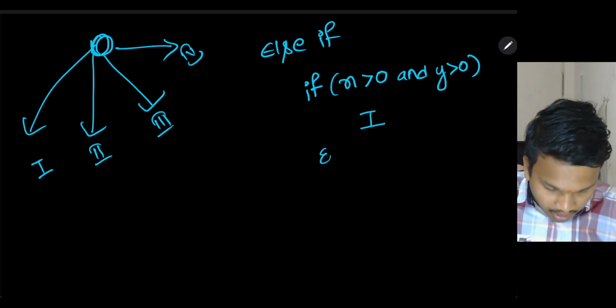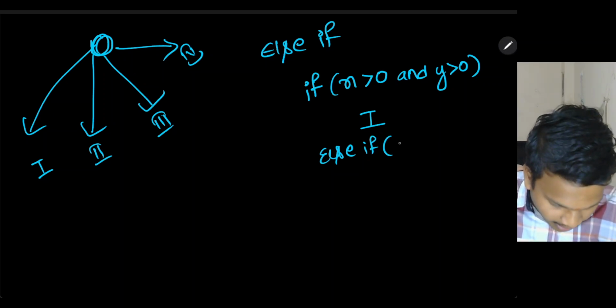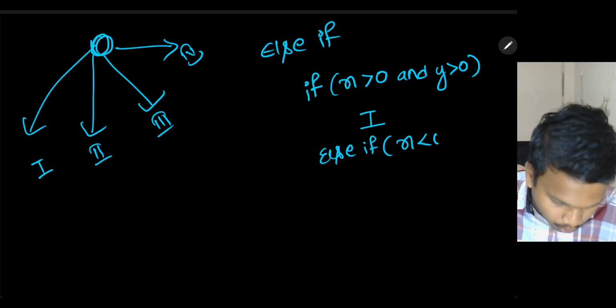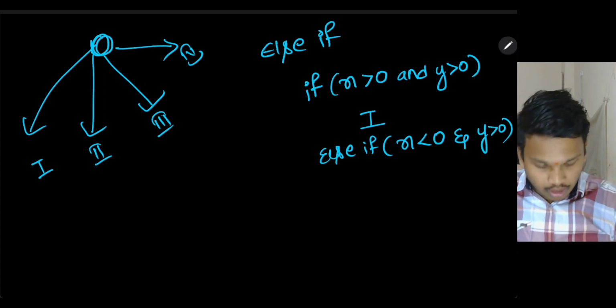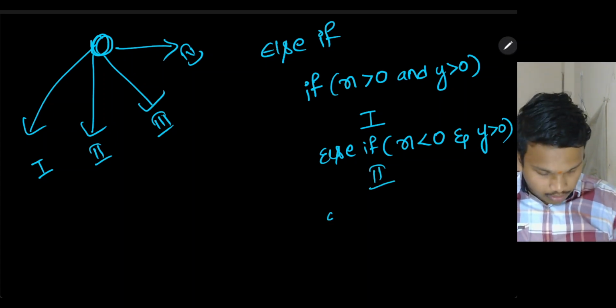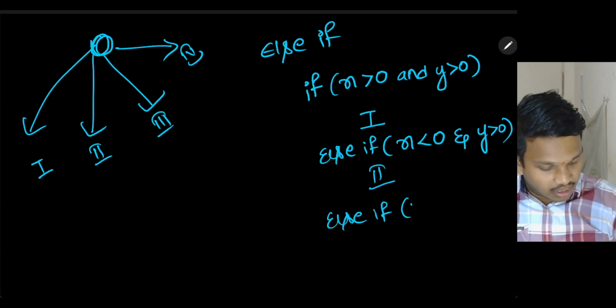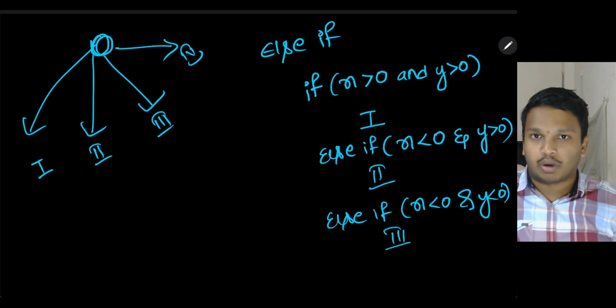Else if not first, then what is the other condition? Else if x value is negative and y value is positive, then it belongs to the second quadrant, isn't it? Or else if x less than 0 and y less than 0, in case both are negative, then it belongs to the third quadrant, isn't it?